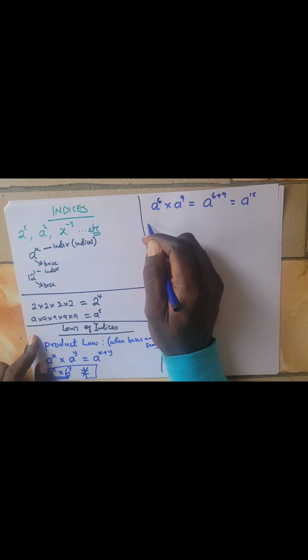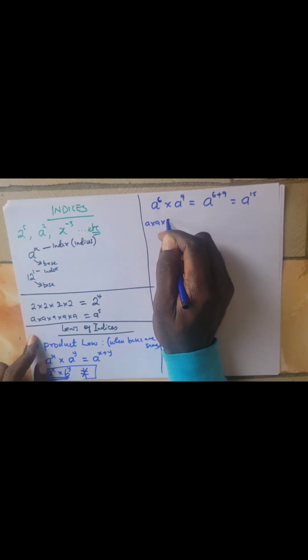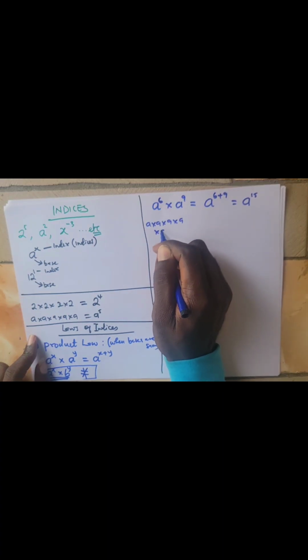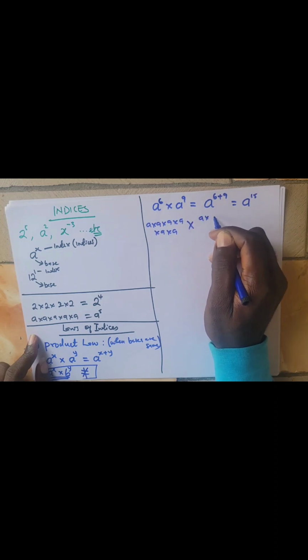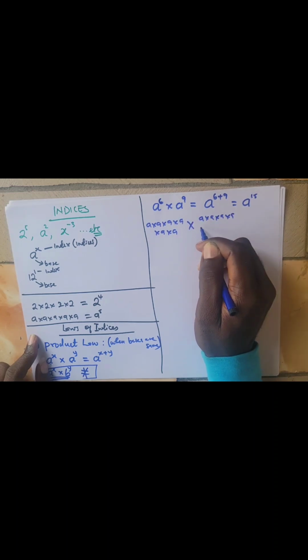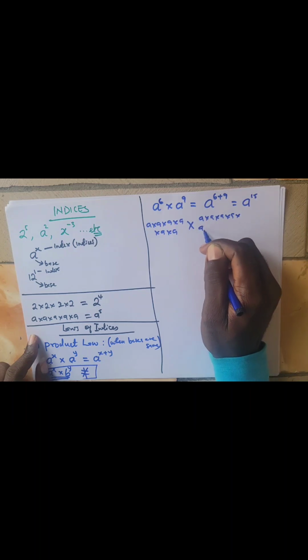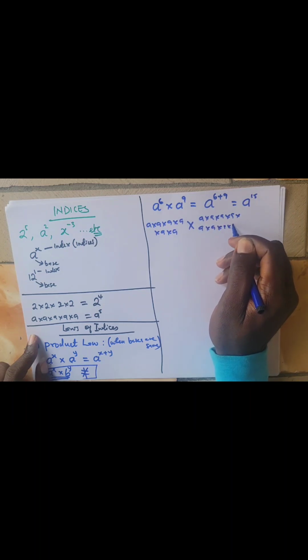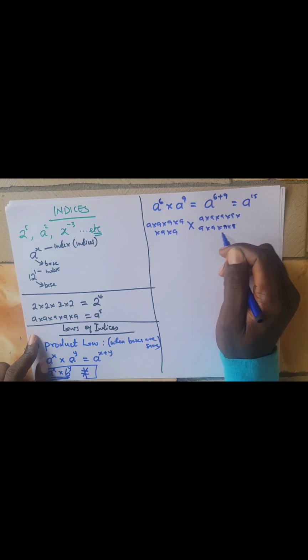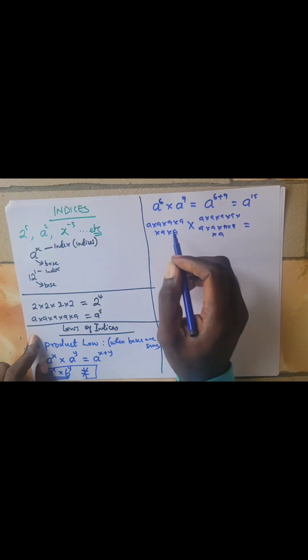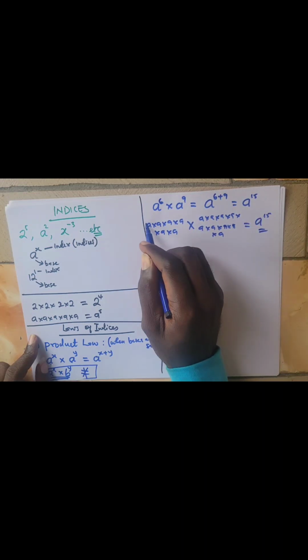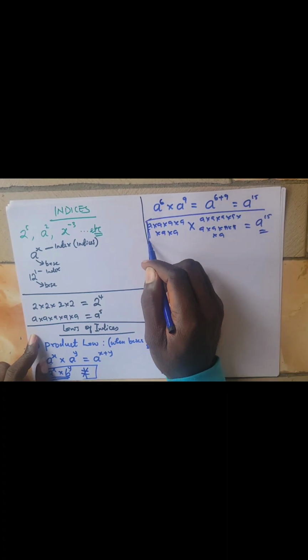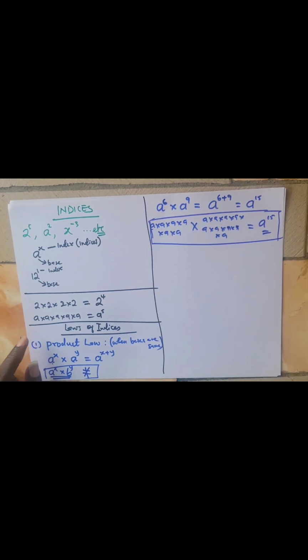And if you check it, you see a times a times a times a times a times a times a times a times a times a times a times a times a times a times a is equal to, count all the a's here, you get a raised to the power 15. This is without the law, in the expansion form. So there is a law.